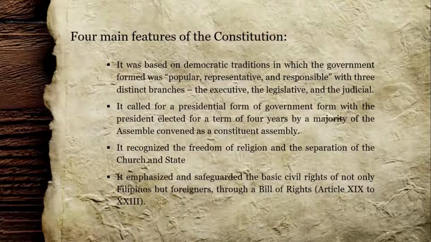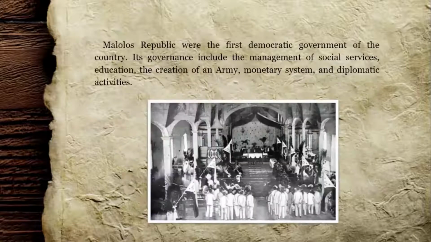The third, it recognized the freedom of religion and the separation of church and state. And the fourth, it emphasized and safeguarded the basic rights of not only Filipinos but foreigners as well through a Bill of Rights from Article 19 to 23. The Malolos Republic was the first democratic government of the country. Its governance included the management of social services, education, the creation of an army, a monetary system, and diplomatic activity.